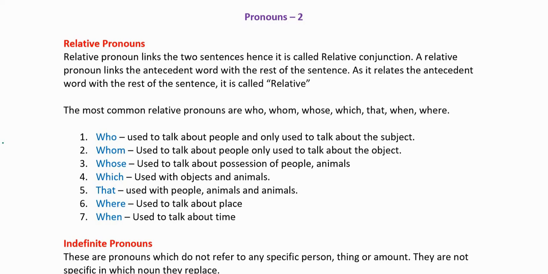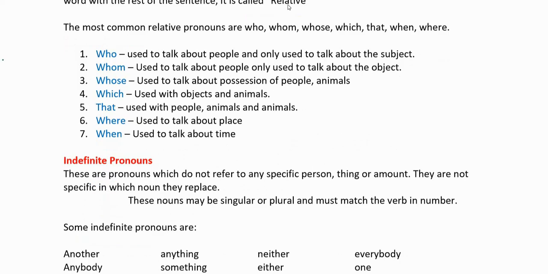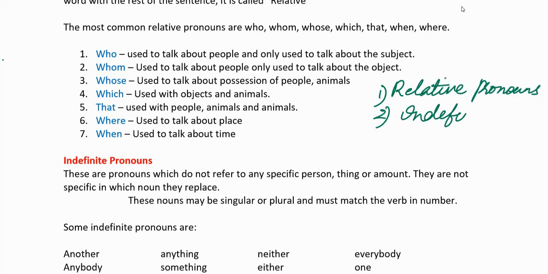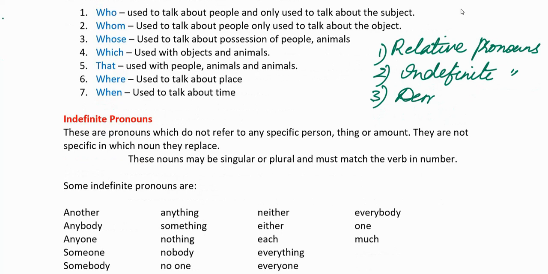This is going to be our part 2 of pronouns, and in this lesson we are going to look at other 4 pronouns. They are relative pronouns, indefinite pronouns, demonstrative pronouns, and intensive pronouns. By this video, we'll be able to put an end to the concept of pronouns, and in the upcoming video, we shall practice the pronouns together.